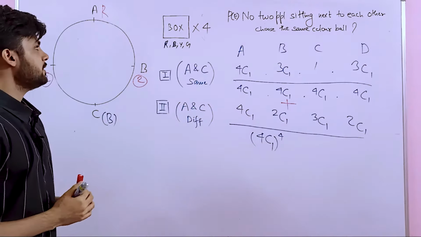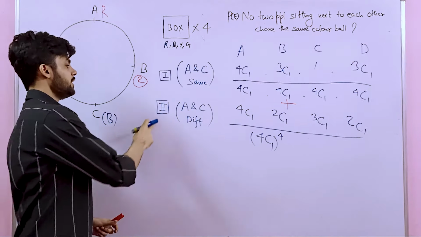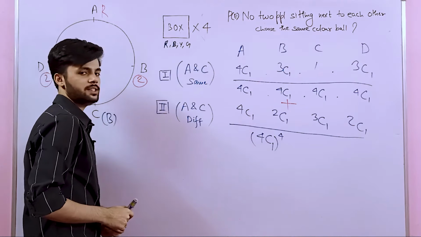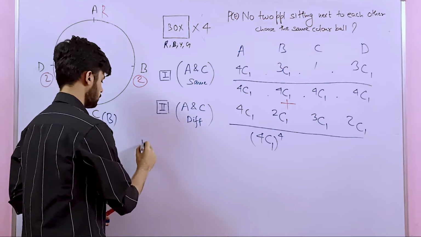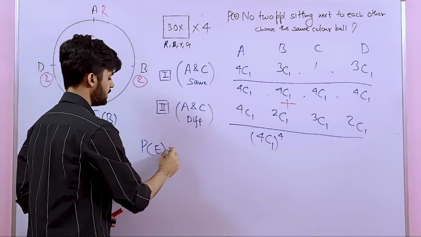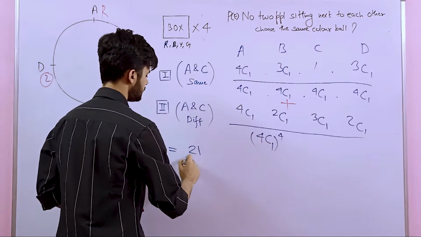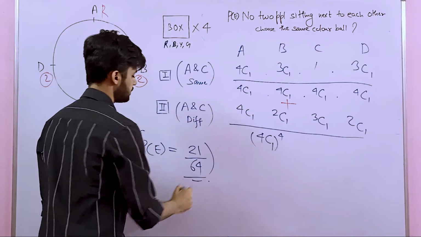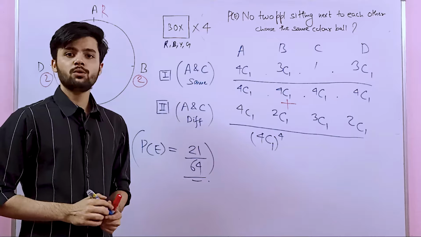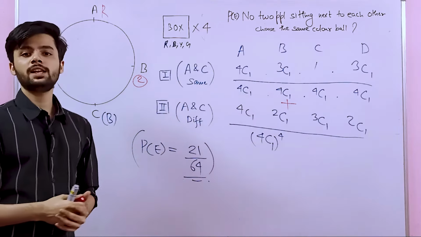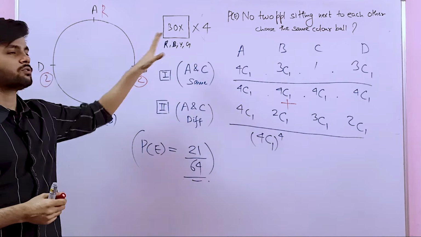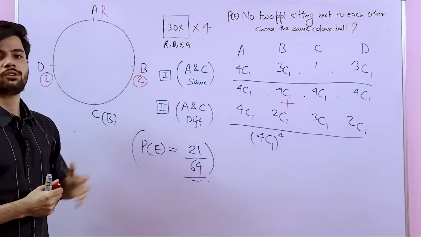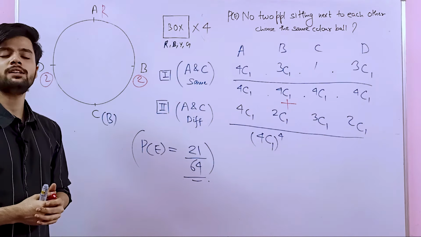So in order to find the solution of our problem, we need to add these 2 probabilities together. When we add these 2 probabilities together, the answer we get is 21 upon 64. So this is the answer, right? So this is how you can solve this very scary looking problem. And this was the whole thing I wanted to discuss in this video, and see you guys.